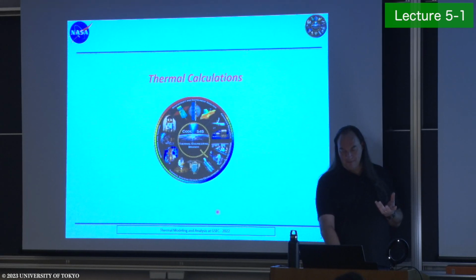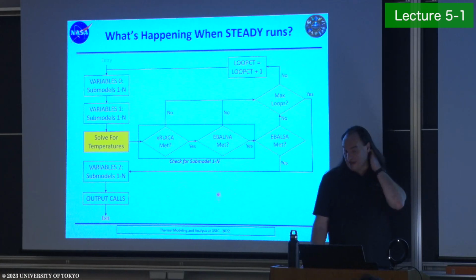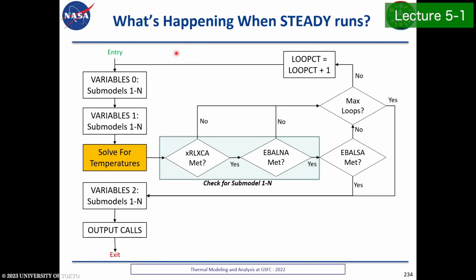So let's talk a little bit about the thermal calculations and what's happening. So you call steady state, and what's going to happen? Well, it enters. It goes through variable 0 for submodels 1 through N. It then goes through variables 1, submodels 1 through N. Solves for the temperatures. Checks to see if the relaxation criteria is met for each of the submodels, both arithmetic and diffusion. If it is met, then it checks to see if the energy balance for the nodes is met, if you're checking this. If that's met, then it checks to see if the energy balance for the system is met.